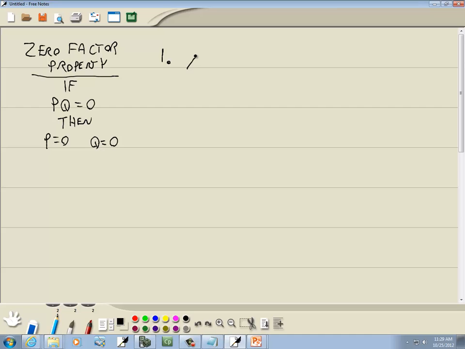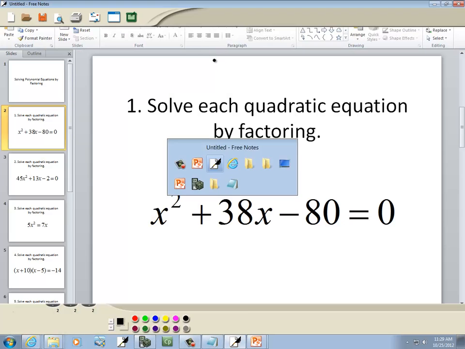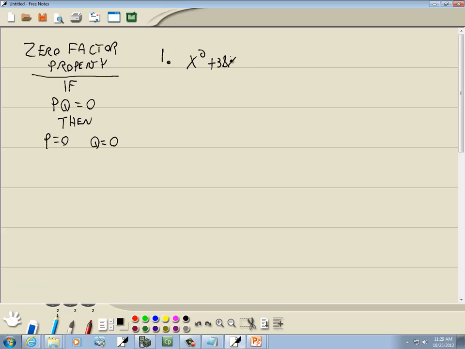This one we've got x squared plus 38x minus 80 equal to 0. First thing we've got to do is get 0 on one side. And let me correct my piece of paper here. There we go. Well, we've got 0 on one side. And then the second thing is to factor the other side. So I want to factor this.